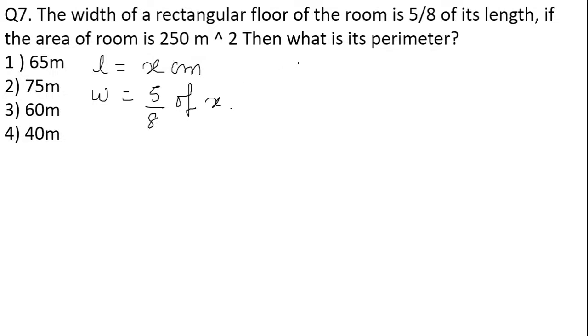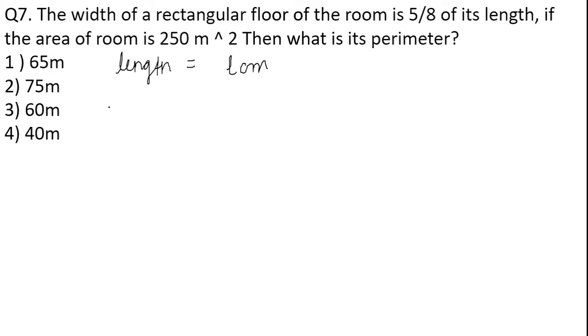So, I can rewrite this as W upon L. Let us consider this as L only. Let the length of the rectangular floor be L centimeter. Width is what? 5 by 8 times of the length.